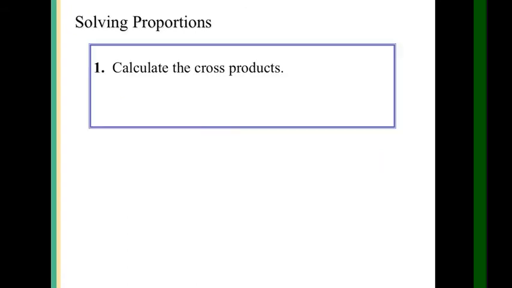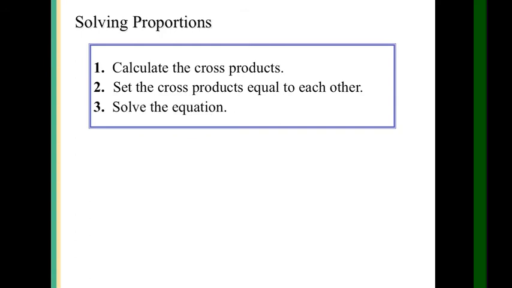Now, let's have the proper procedure in solving proportions. Number 1, calculate the cross products. Number 2, set the cross products equal to each other. 3, solve the equation. Example, we have 3 times 8 and 5 times x. So we have 3 times 8 is 24 and 5 times x is 5x. So we're looking for the x. So we have 24 equals 5x.